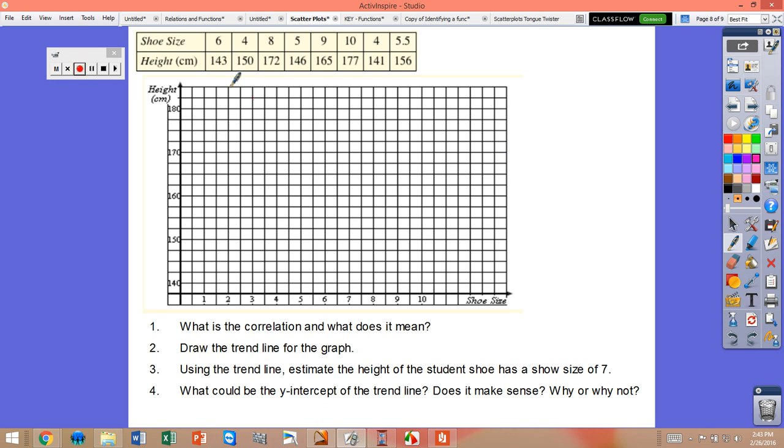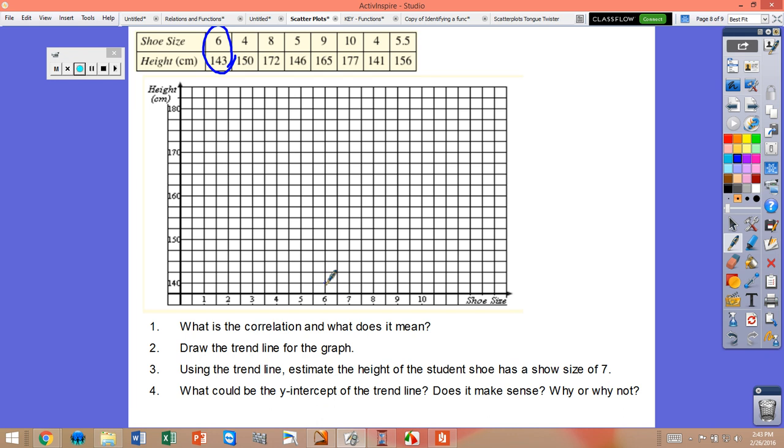This is going to be the U-try. But I'm going to go ahead and work this out. So what is the correlation and what does it mean? So you're going to take this table and you're going to plot each point. So this is one point here. Your shoe size is the x-axis. Your height is the y-axis.